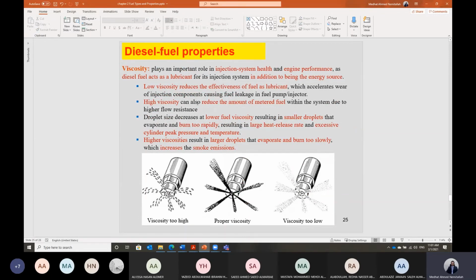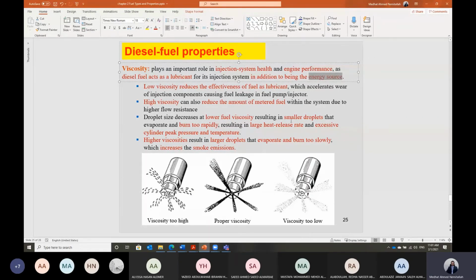If we have higher viscosity, the amount of fuel metered to the engine will be reduced, because the fuel is resisting the flow movement. And in this case, the fuel will be injected in big droplets, and it will not mix fast with the air, and it will result in longer ignition delay, and it may result in engine knocking in the diesel engine. So the fluid should be of a moderate or proper viscosity, so that it acts as a lubricant as well as acting as the energy source for the engine.